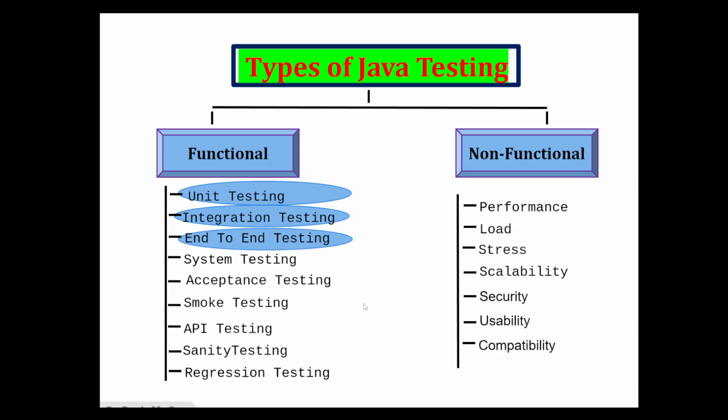Next is the end-to-end testing. This is the testing wherein we check the real user scenario by testing the entire application flow from start to end. In end-to-end testing, we verify that all the integrated parts, starting from front end to back end to database, or any external system if involved, are working together as expected in a production-like environment.